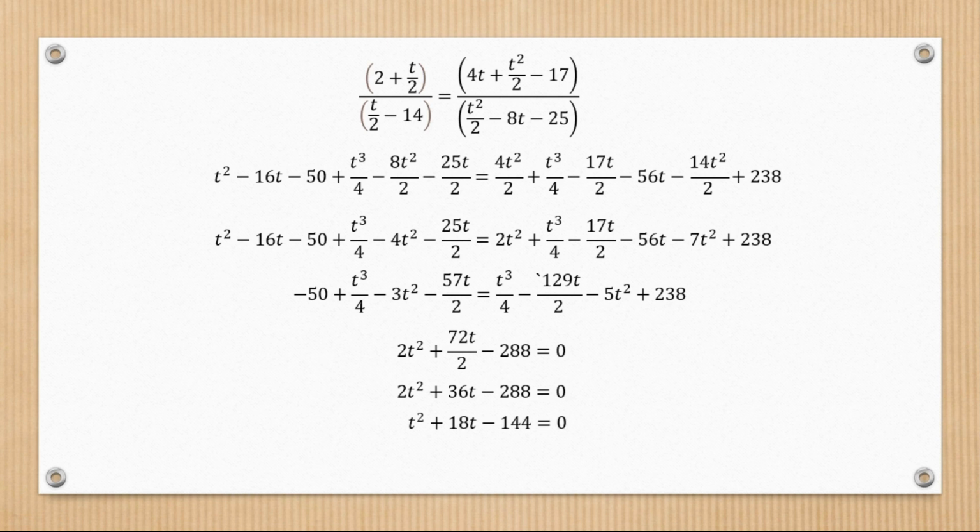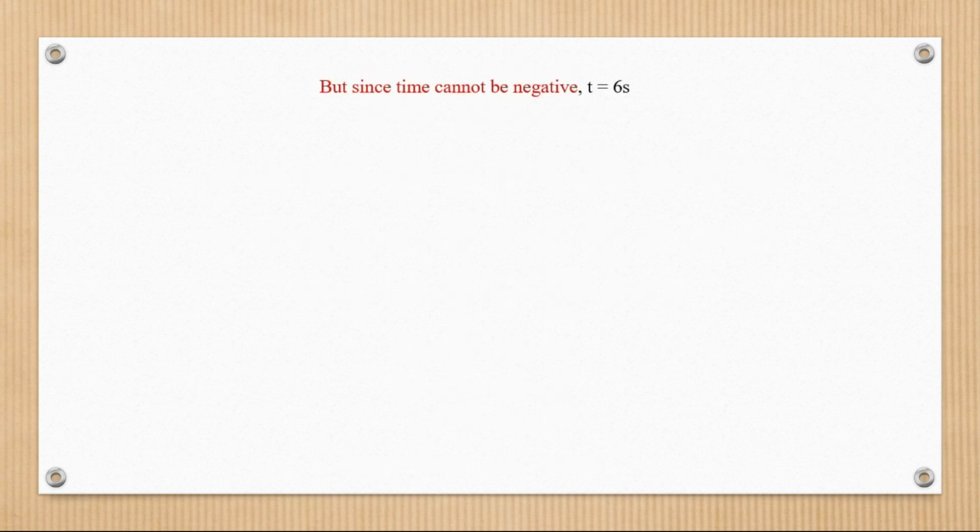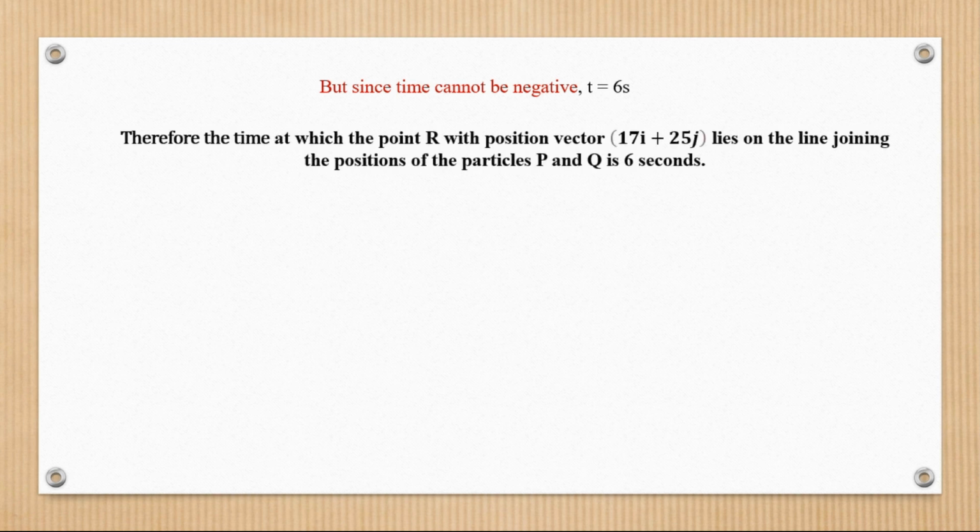So divide all sides by 2 and I have t squared plus 18t minus 144 being equal to 0, of which if I solve this quadratically, I have t as either being equal to 6 or t being equal to negative 24. But since time cannot be negative, t shall actually be equal to 6 seconds. Therefore, the time at which the point r with position vector 17i plus 25j lies on the line joining the positions of the particles p and q is 6 seconds.